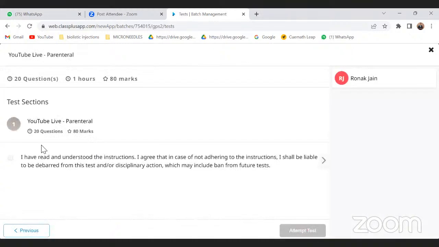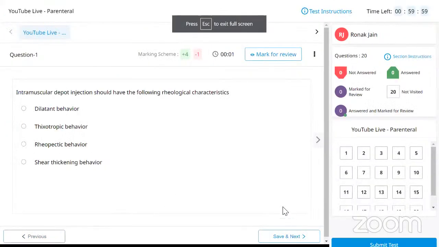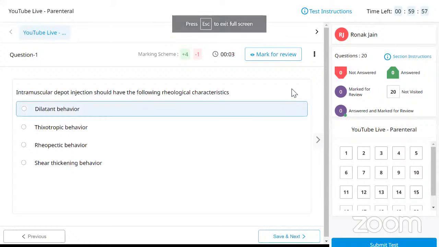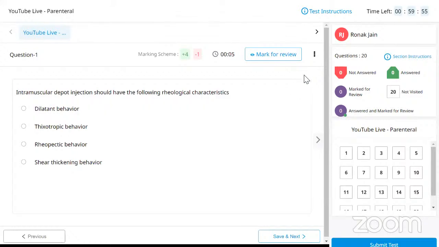Okay, so we'll attempt the test. We have our first question. The first question says intramuscular depot injections should have the following rheological characteristics. This question is based on fluids. What is the rheological characteristic that an intramuscular depot injection should have? We have four options.